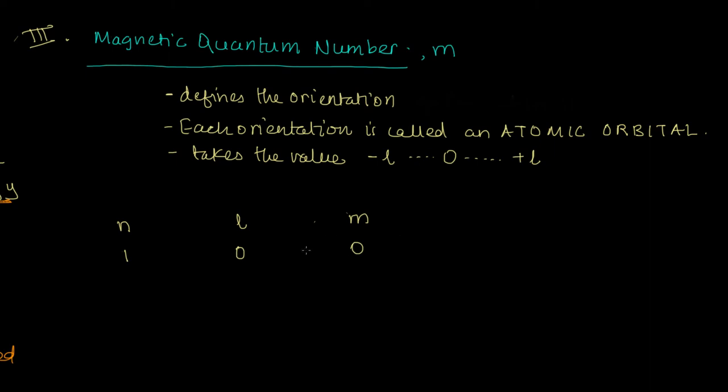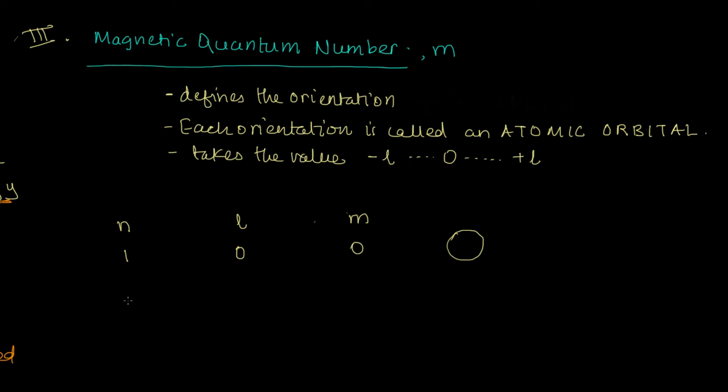And let us try to understand. We had said that 1s will be a sphere. Now, what kind of orientation does a sphere have? Only one. You turn it any way along the coordinate axis, you will not be able to distinguish. So there is only one of them possible.